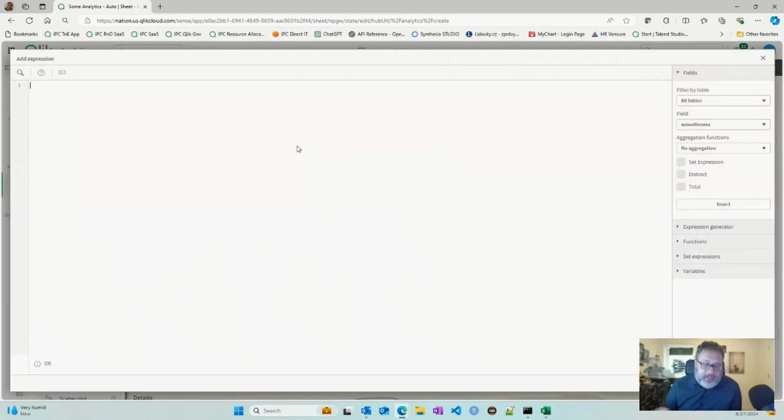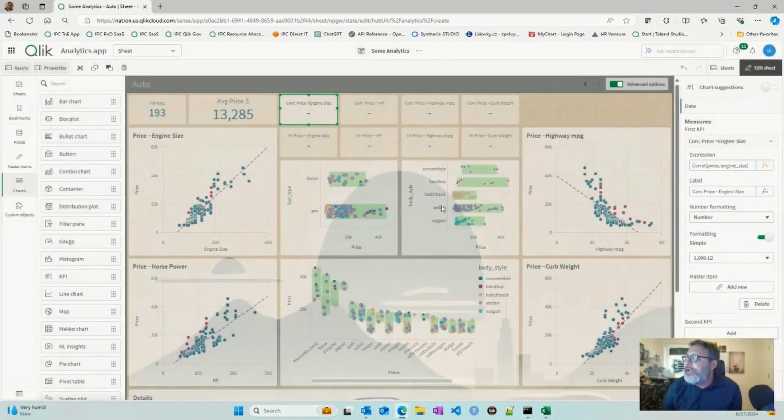So the function for that in Qlik is correl, with two R's. And then you basically provide the variables. So let's say I want price and engine size. There you go. Close parenthesis, click apply, and we have a value of 0.89. What that means is, well, a correlation score is a score, so it varies from -1 to +1.